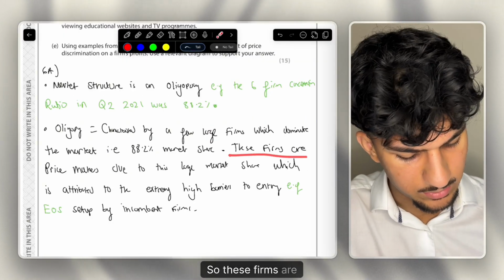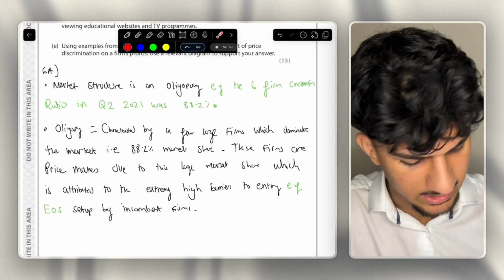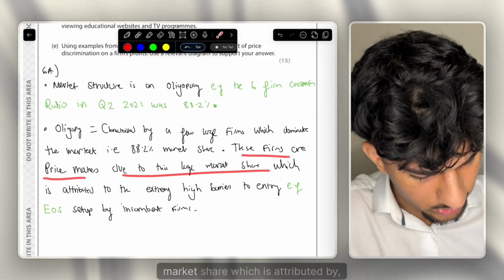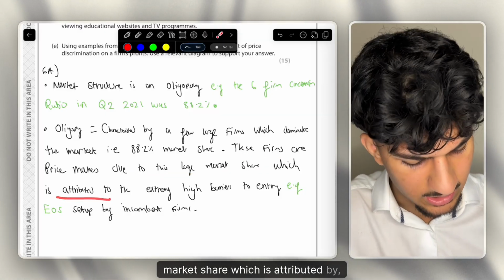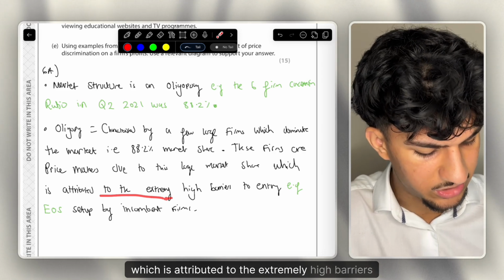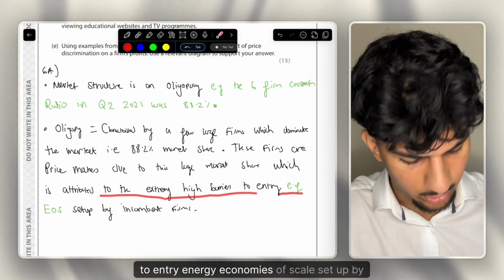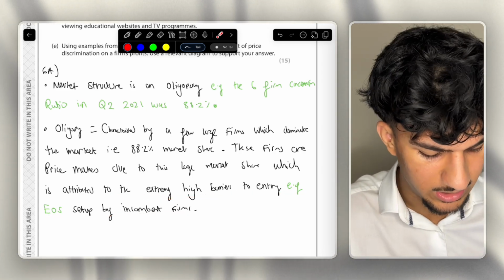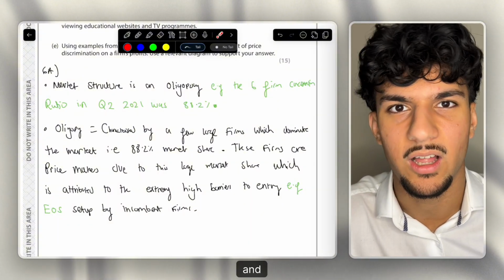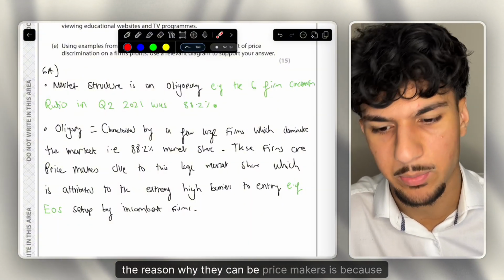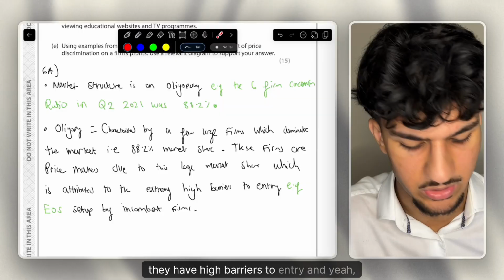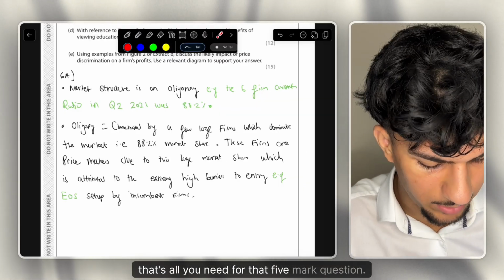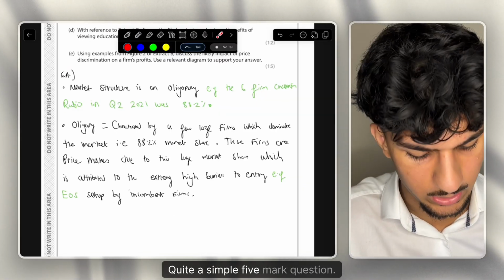So just to carry on the general analysis, these firms are price makers due to their large market share, which is attributed to the extremely high barriers to entry, e.g. economies of scale set up by incumbent firms. So basically they are price makers, and the reason they can be price makers is because they have high barriers to entry. And that's all you need for that 5-mark question. Quite a simple 5-mark question.